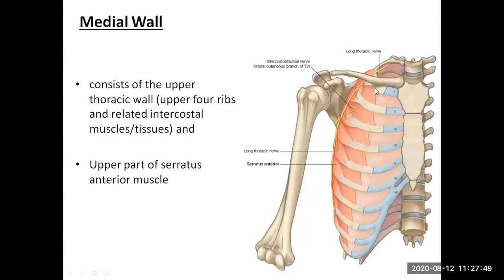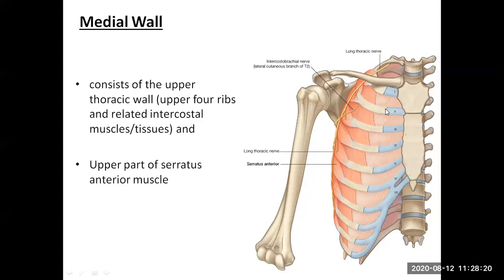Here the medial wall. Now the axilla is open here. This space is the axilla. The lateral wall and medial wall, the muscular and all soft structures, are removed, and the axilla is open. Now this is the medial wall of the axilla.